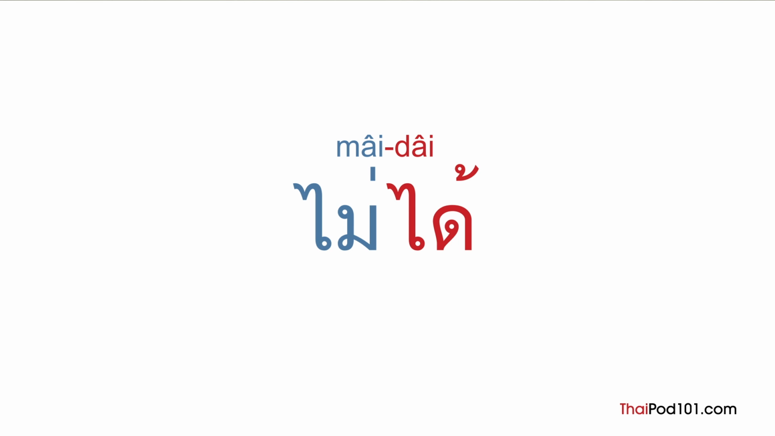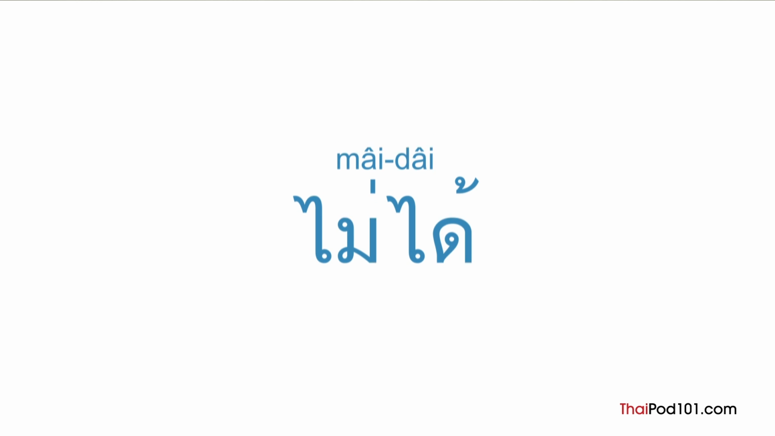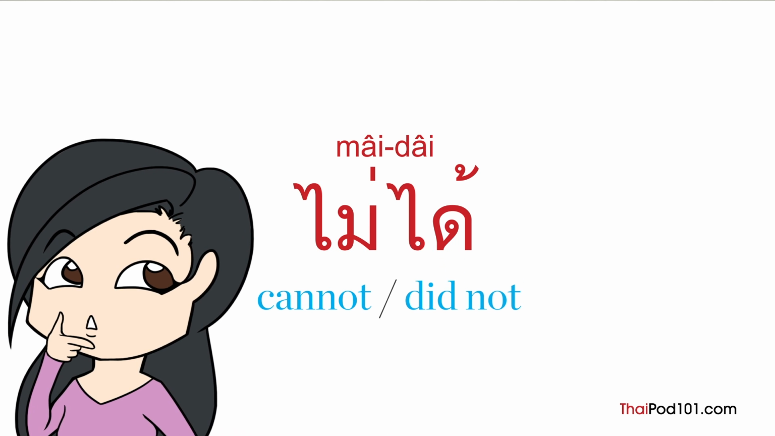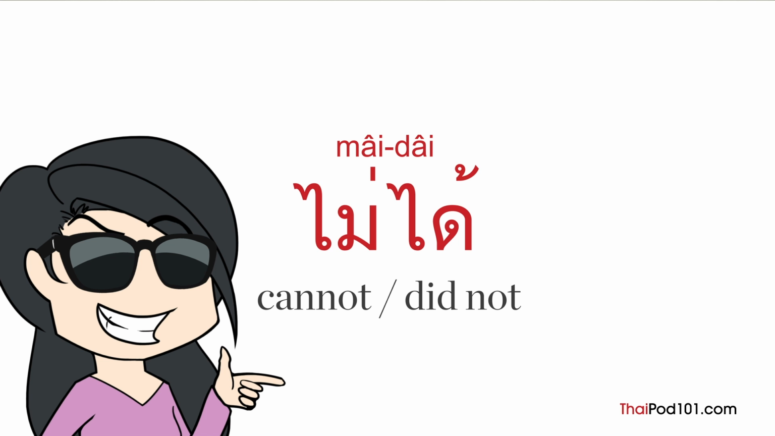ไม่ is a Thai word for no and is a negative word. ได้ on the other hand, means both can and already in English. When these two individual words are combined to make ไม่ได้ it creates two similar meanings for the word when put in sentences. So, does this word mean cannot or did not? There's an easy and simple way for you to notice and understand.